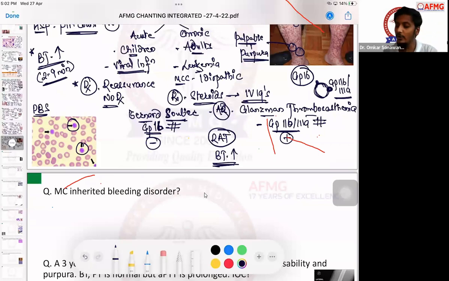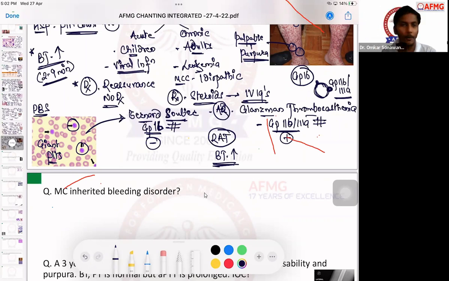On a peripheral blood smear, normally platelets are the smallest cells, but here you can see giant platelets. If you can see giant platelets on a peripheral blood smear, it is a feature of Bernard-Soulier syndrome, whereas the size of platelets would be normal in cases of Glanzmann thrombasthenia. No issues with this. Important.